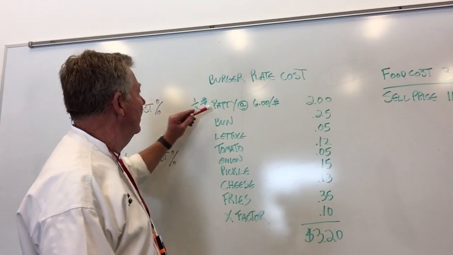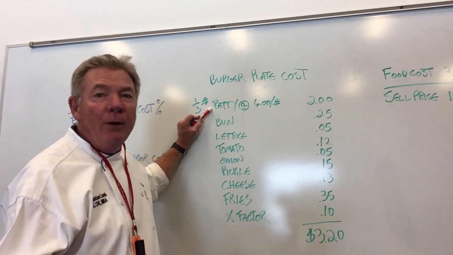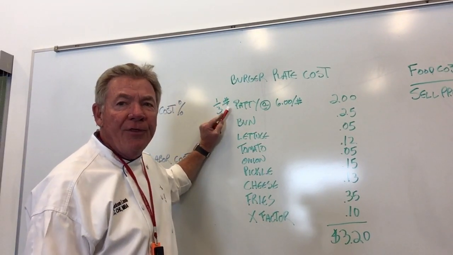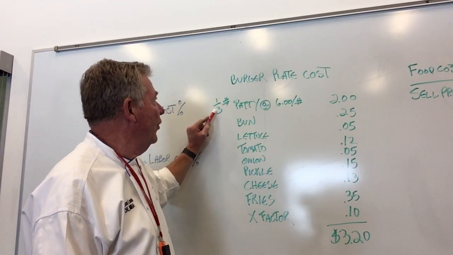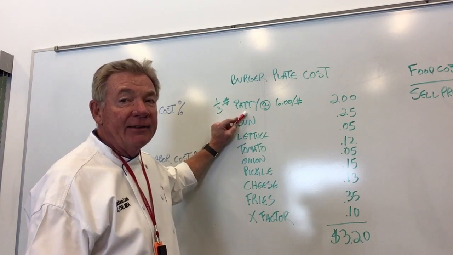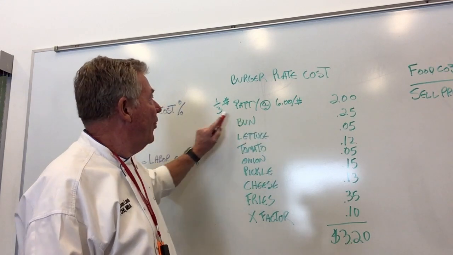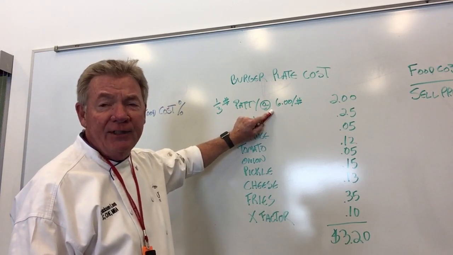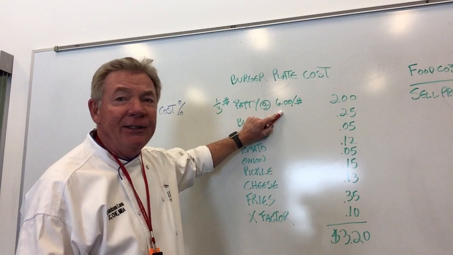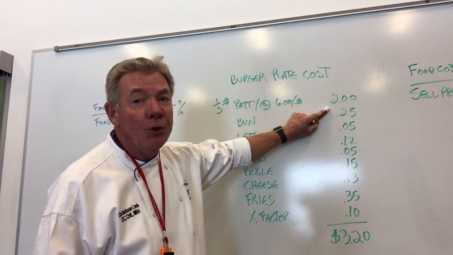Check it out. Let's just say that Red Robin is serving a third of a pound patty. Let's say the ground beef is costing $6 a pound. A third of a pound would be a third of $6. The cost of that patty, just the cost alone, is $2.